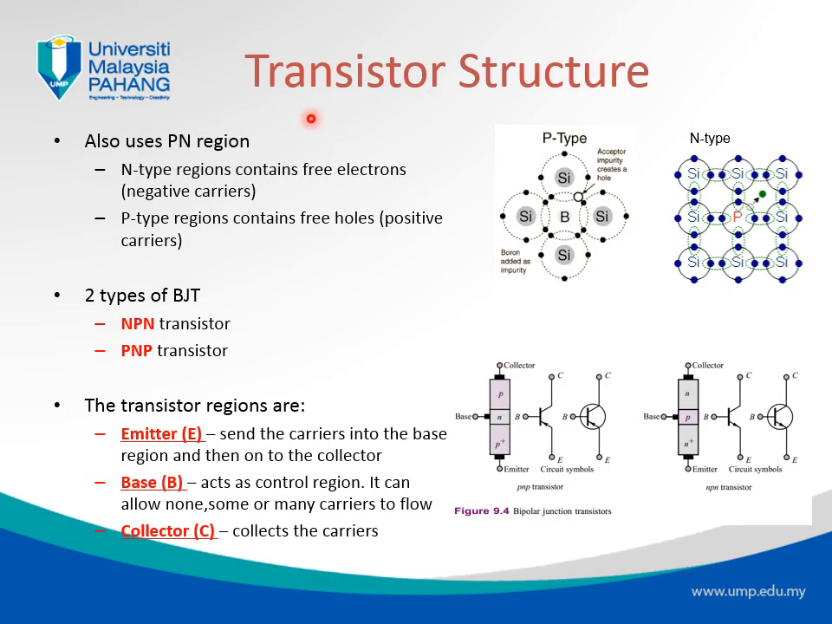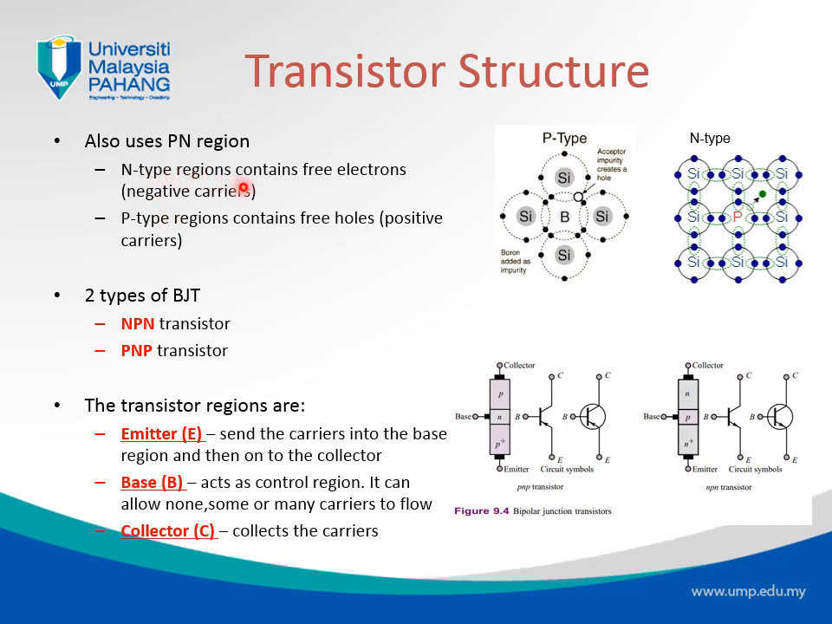So now, in order to understand how a transistor works, let's go inside the transistor to look at the transistor structure. As mentioned before, it uses a p-n region just like in a diode. And just as a reminder, for revision, what are n-type and p-type regions?